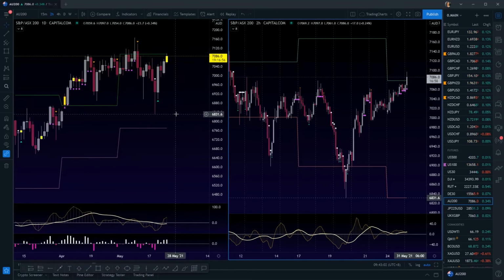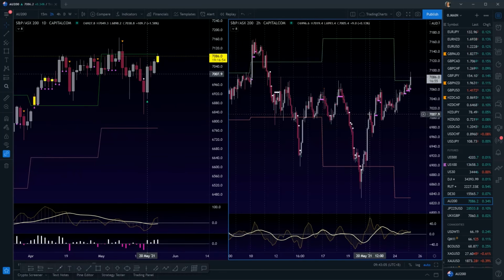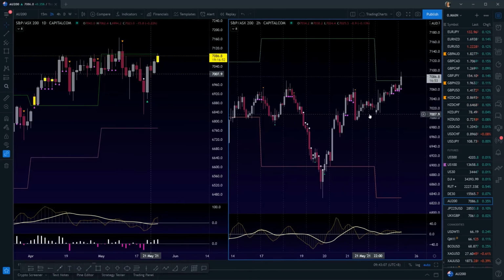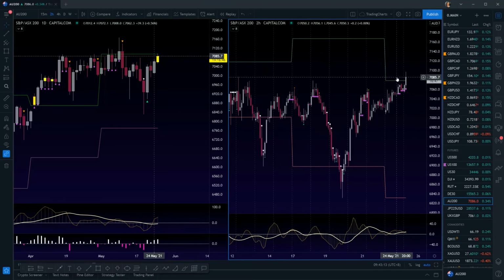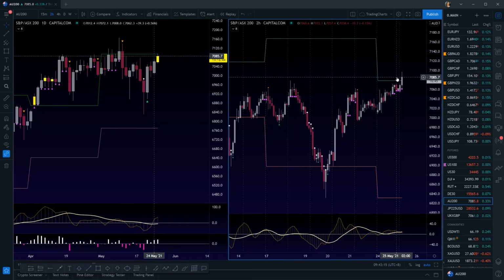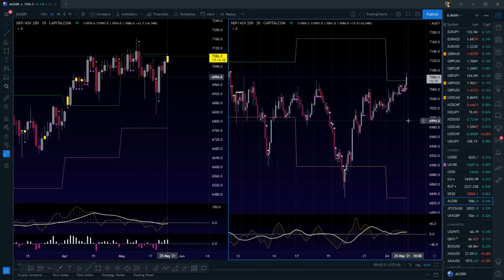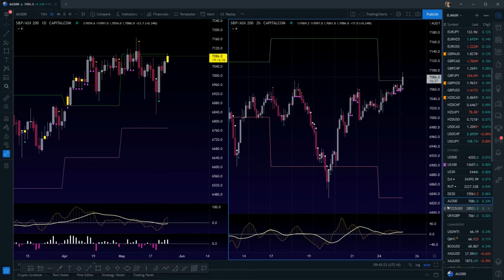Aussie index, the ASX. It's at the monthly level, weekly level. So to me, this is kind of a danger area to trade in. I wouldn't want to go long here. It might go long. Not saying it won't, but I just won't do that.